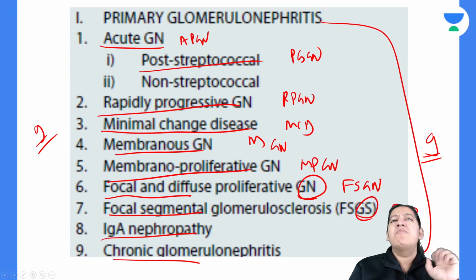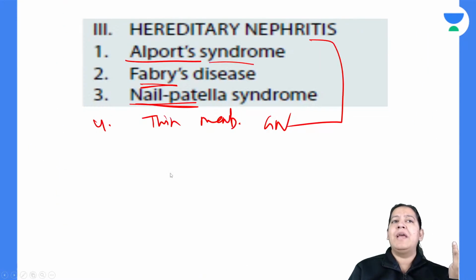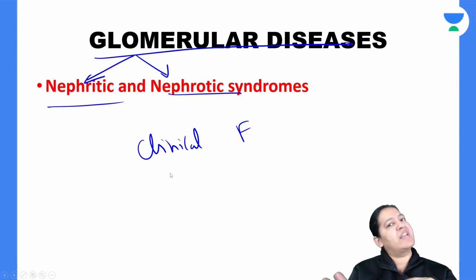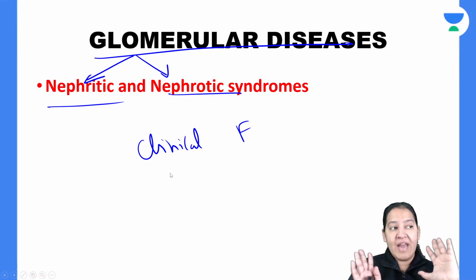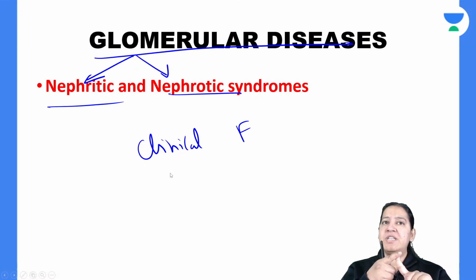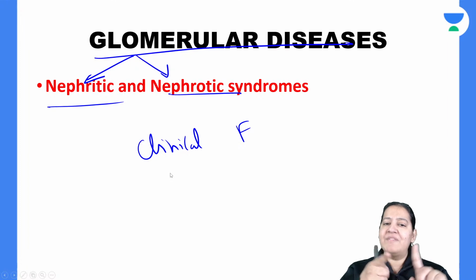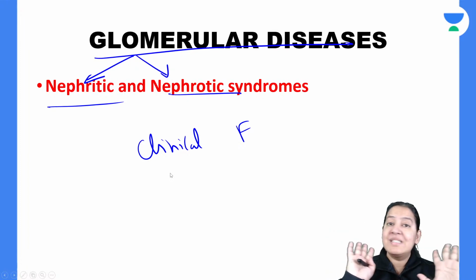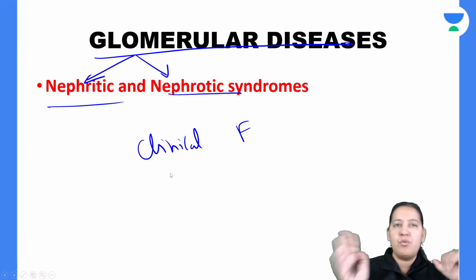So you will say, ma'am, what does it mean? Nephritic and nephrotic. So I'm explaining the meaning of nephritic and nephrotic before starting the glomerulonephritis. So you should understand now, when I teach you the first glomerulonephritis, APG, and I say it is nephritic, you will understand what is nephritic. The second I will teach you, I will say this one is nephrotic. MCD is nephrotic. MPGN is nephrotic. This one is nephritic. So you should have a crystal clear concept of what is nephritic, what is nephrotic.